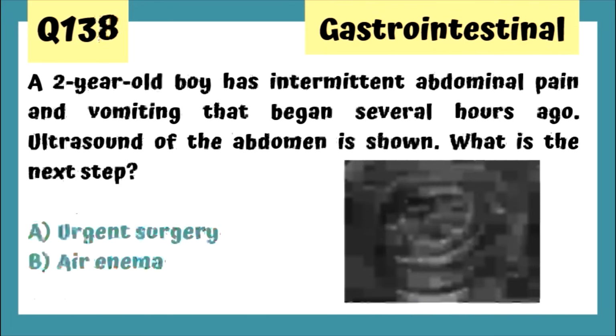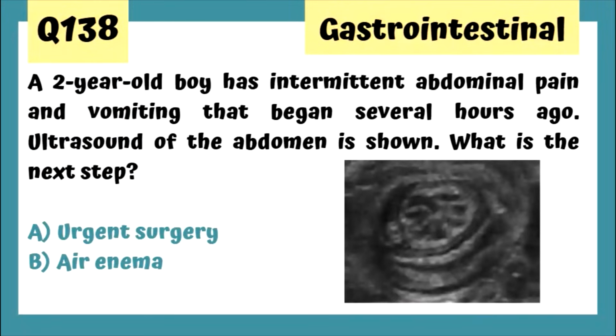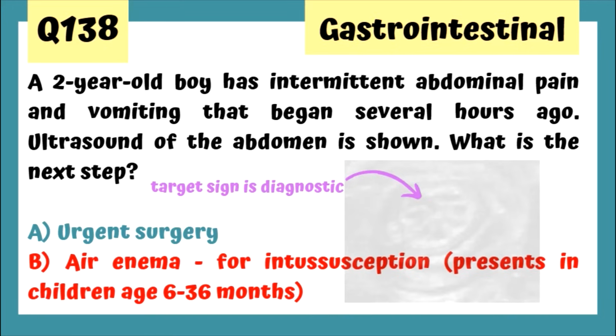Question 138. A 2-year-old boy has intermittent abdominal pain and vomiting that began several hours ago. An ultrasound of the abdomen is shown where we clearly see intussusception. What's the next step? For intussusception, we want to do an air enema, not necessarily urgent surgery, especially not as the first thing to do. We see the target sign in intussusception. Again, intussusception presents in children ages 6 to 36 months.